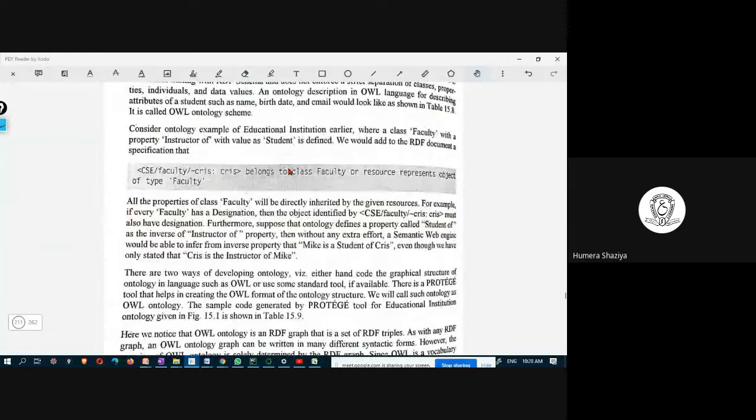Things have been organized and meticulously presented with some kind of meaning or semantics associated. Here, CSE faculty Chris would describe that it belongs to the CSE faculty, or the resource represents an object of type faculty. Chris is a resource that is representing an object of type faculty. Here, this example says that someone with the name Chris has been searched, who is a CSE faculty in a particular institute.